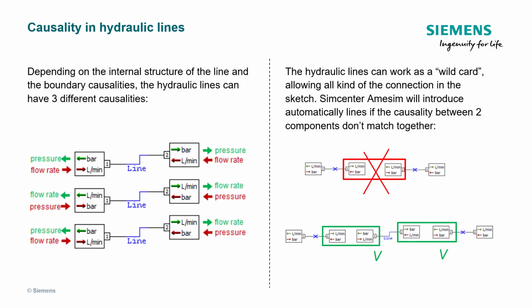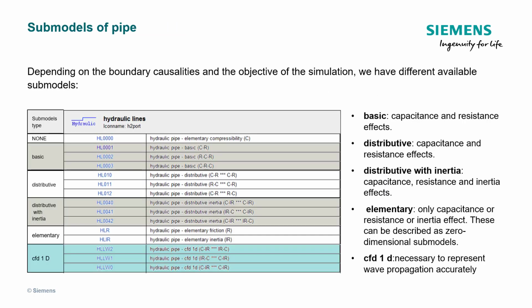The hydraulic lines can work as a wild card, allowing all kinds of connection in the sketch. SimCenter MSim will automatically introduce lines if the causality between two components doesn't match. Depending on the boundary causalities and the objective of the simulation, we have different available submodels, and they can be sorted into two main categories and five subcategories, which are lumped elementary, lumped basic, lumped distributive, lumped distributive with inertia, and CFD1D. Generally, different submodels have different solving equations, and the complexity of solution increases from top to bottom.